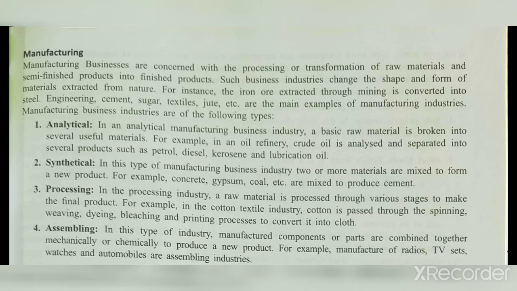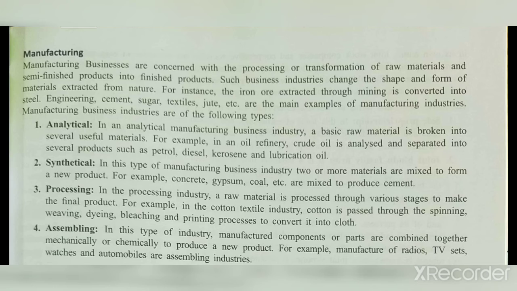Okay, so next is synthetical. In the synthetical type of manufacturing business industry, two or more materials are mixed to form a new product. For example, concrete, gypsum, coal, etc. are mixed to produce cement. As I already discussed, in the synthetical business activity we need to take more than one raw material. Two or more raw materials we need to manufacture a useful product, a new product.